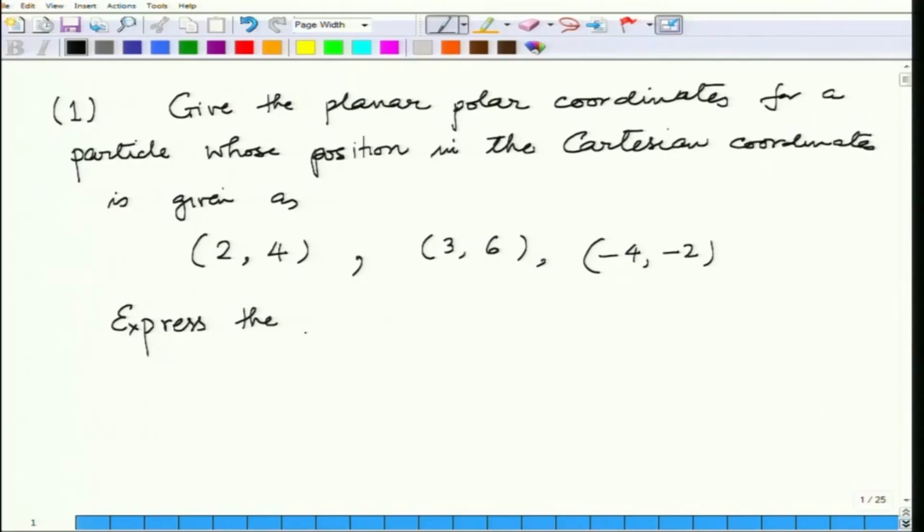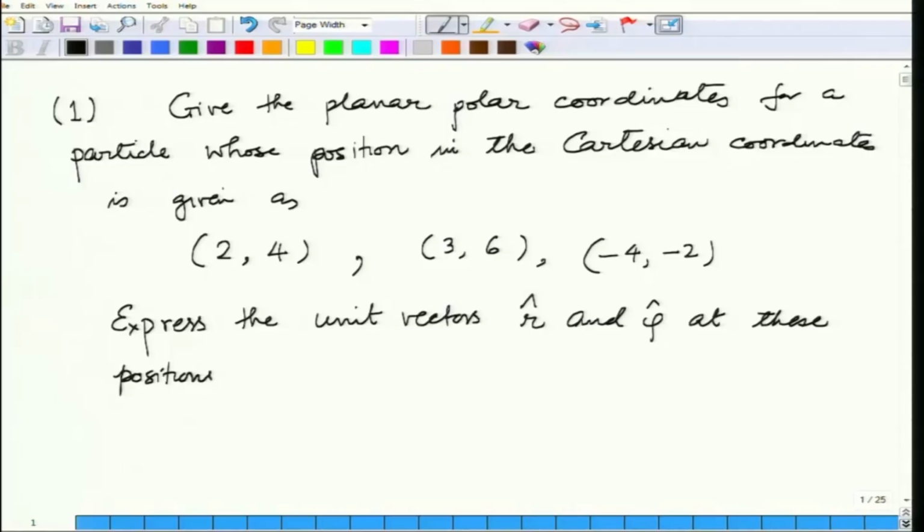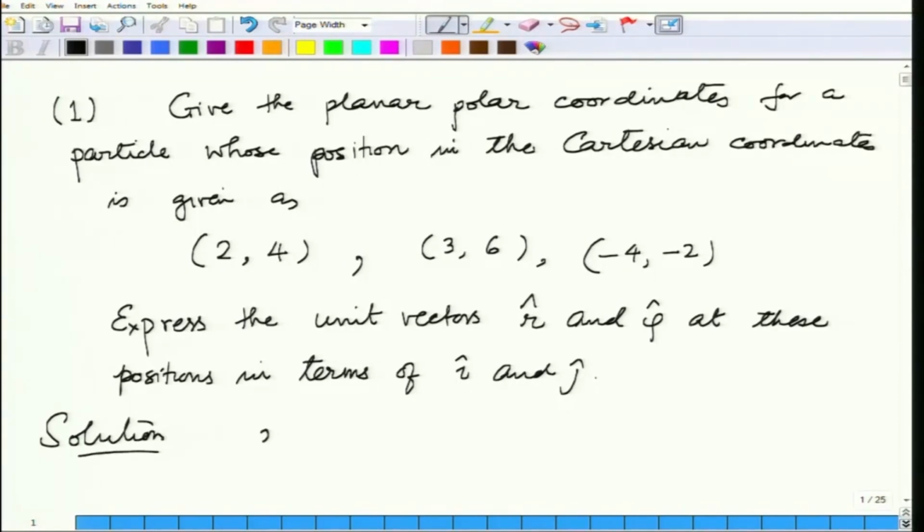In addition, we would also like to express the unit vectors r and phi, at these positions, in terms of the vectors i and j. So, let us take the first one, where we have x equals 2 and y equals 4.